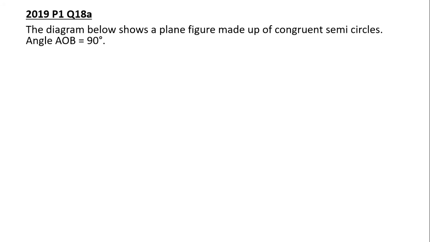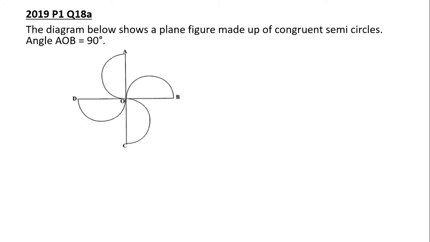We go to 2019. The diagram below shows a plane figure made up of congruent semicircles, angle AOB equal to 90 degrees. Describe fully the symmetry of the figure.